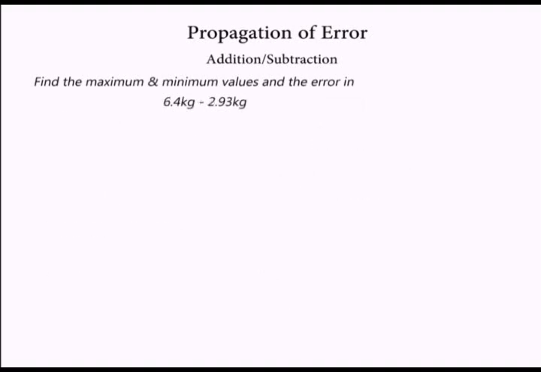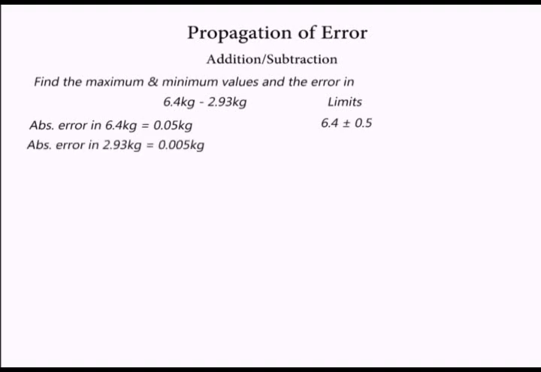Now, let's find the maximum and minimum values in 6.4 kilograms minus 2.93 kilograms. Observe carefully how we go about minus. The absolute error for 6.4 is 0.05. By now you know how we are getting that. And so the limits of that is 6.4 plus or minus 0.05 kilograms. For 2.93, the absolute error is 0.005 kilograms. The limits, 2.93 plus or minus 0.005 kilograms.